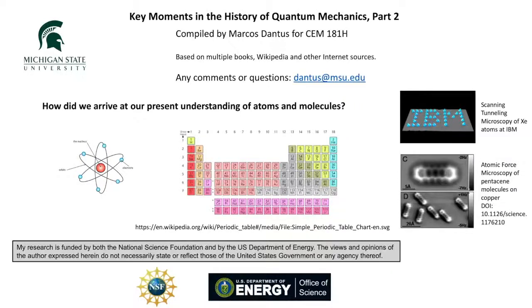Welcome to part 2 of the key moments in the history of quantum mechanics, a series of videos developed for General Chemistry Chem 181H at Michigan State University. The goal of these videos is to understand how we arrived at our present understanding of atoms and molecules.